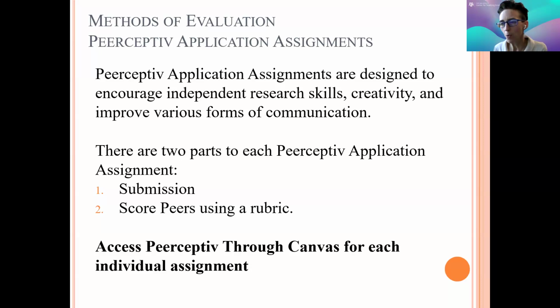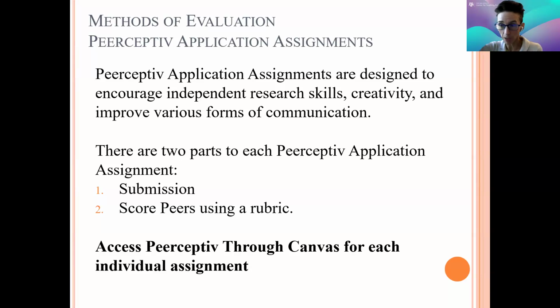There are always going to be two parts to a Perceptive assignment. There is a submission stage where you need to submit the thing that I tell you to create. And I always give you lots of instructions on how to do that, so pay attention to those instructions. And then after the submission stage closes, there's a 24-hour grace period. And after that grace period closes, that's when peer reviews start.